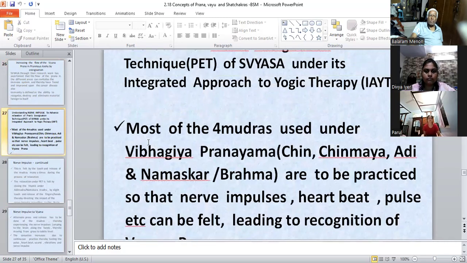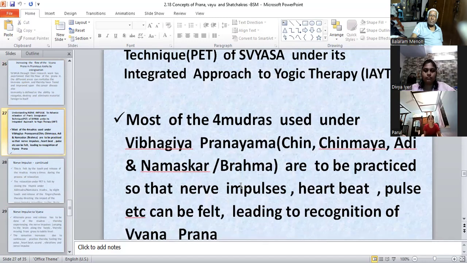Most of the four mudras used under the Vibhagya Pranayama, Chin Mudra, Chinmay Mudra, Adi Mudra, Brahma Mudra, are to be practiced so that nerve impulses, heartbeat, pulse, etc. can be felt, leading to a recognition of Jnana Prana. Now, what is this Vibhagya Pranayama? Can anybody tell? Vibhag means sectional, in sections, in compartments.